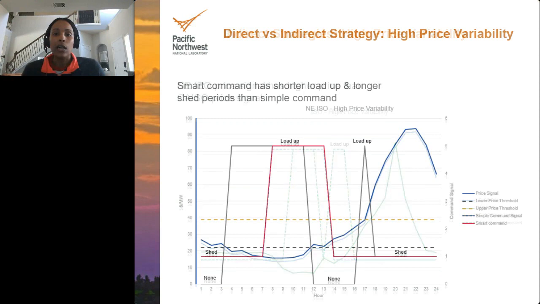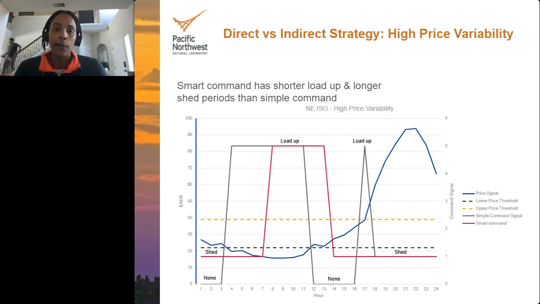And then we also looked at the smart indirect strategy, the same one for the New England ISO signal, which is in blue here. And then we compared it to a more simple direct strategy that is more of a rule-based approach. We considered two price thresholds in this case. The red here represents, again, the third-party smart commands that are generated as a result of that New England ISO signal. But the black line here is the signals that are generated by the direct simple method.